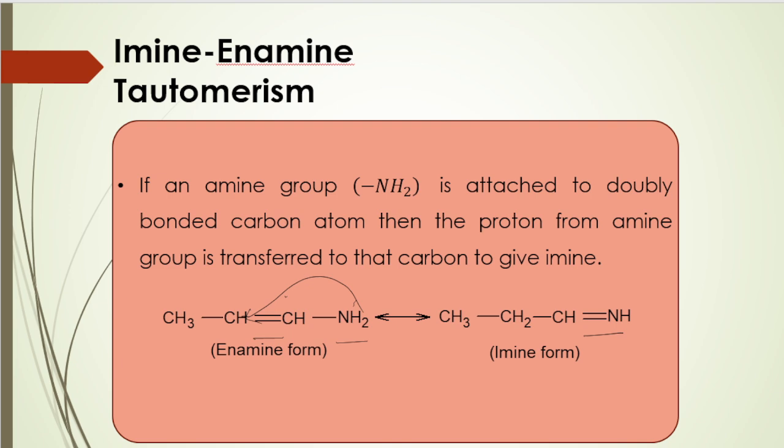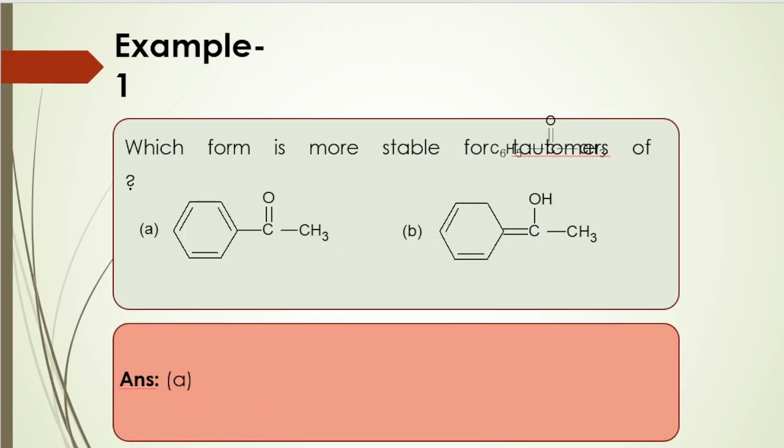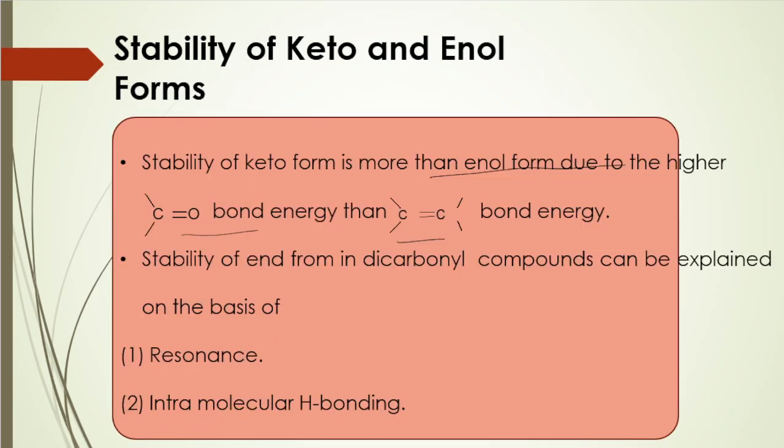So what is the previous one? Imine-enamine tautomerism, and then nitro-aci-nitro tautomerism, and we already know about keto-enol tautomerism. And this is very important: in the case of keto-enol tautomerism in dicarbonyl compounds, the enol form is more stable. It is because of the resonance and the intramolecular hydrogen bond. I'll quote one example in the form of a short after this video.